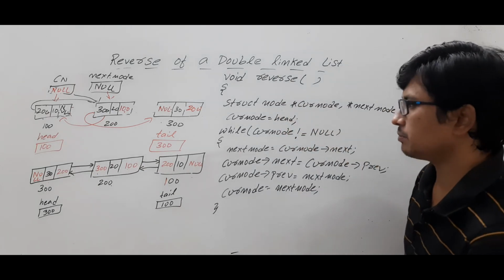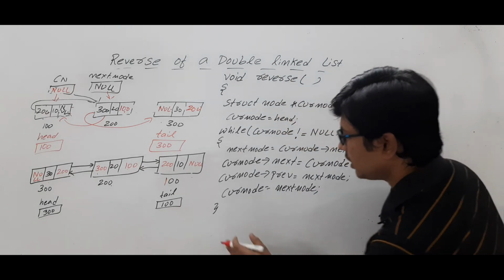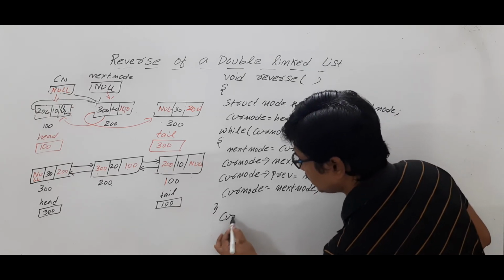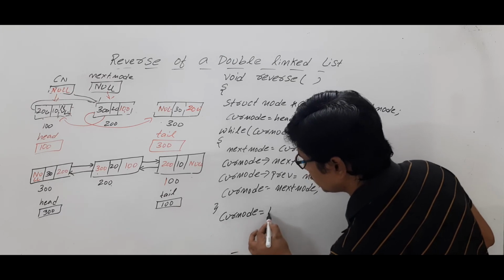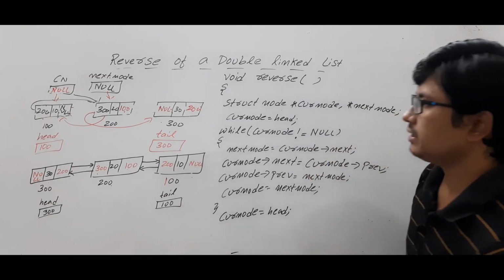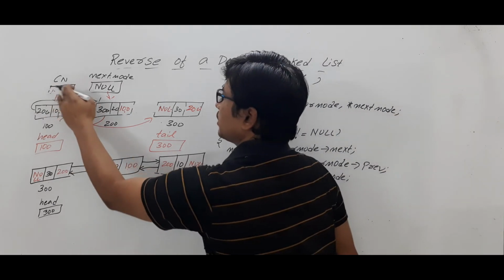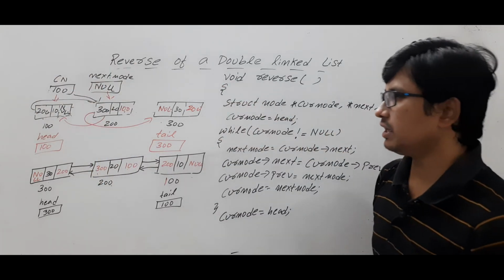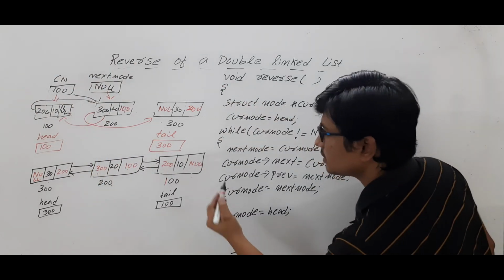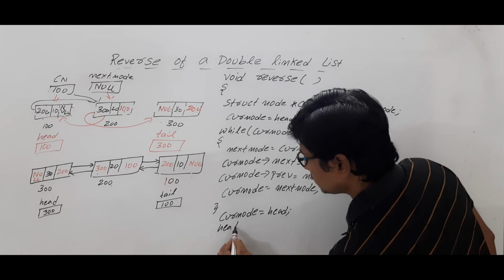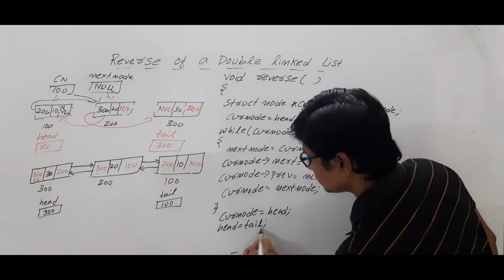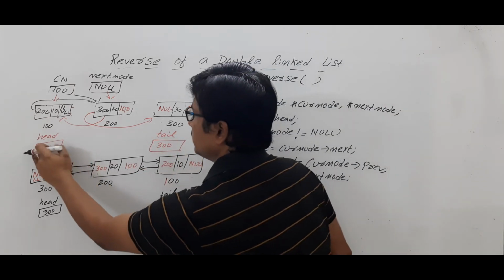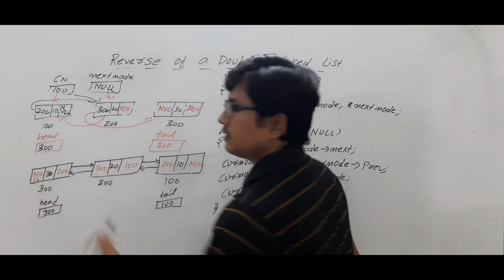How will I swap? Let me discuss for you. What I will do is write current node is equal to head. Now current node is having null, but now we are assigning whatever the address is there in the head. So current node is having 100. Then what will I write? Head is equal to tail. Tail consists of 300, that we are assigning to the head. So here we are getting 300. Am I right or wrong?